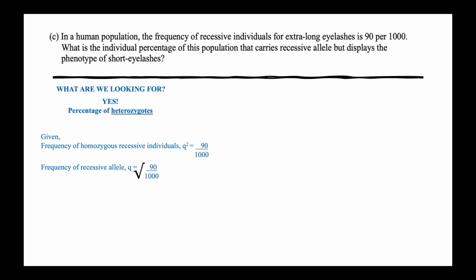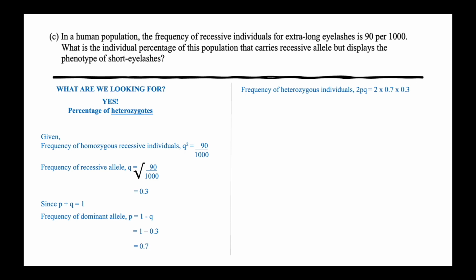From here, we can find the frequency of the recessive allele, q, by finding the square root of q square. This gives us the value of 0.3. Since p plus q is equal to 1, the frequency of the dominant allele, p, is equal to 1 minus q, 1 minus 0.3, giving us the value of 0.7. From here, we can find the frequency of heterozygous individuals, 2pq, simply by multiplying 2 by 0.7 by 0.3, giving us the final value of 0.42.